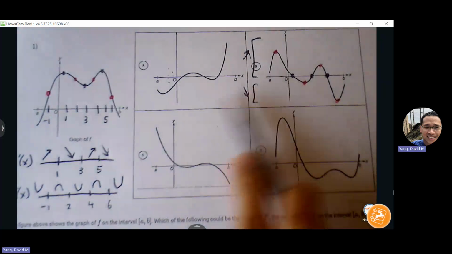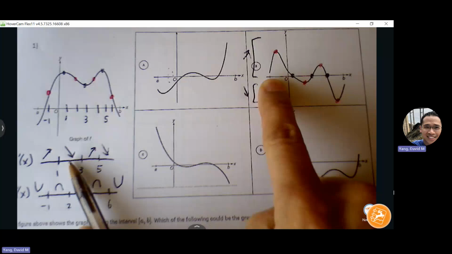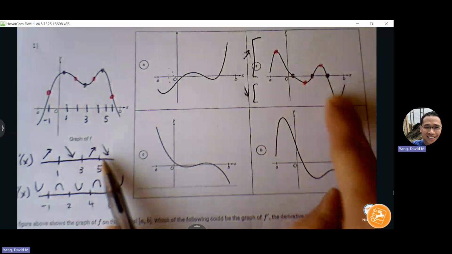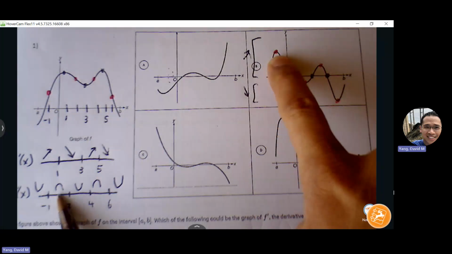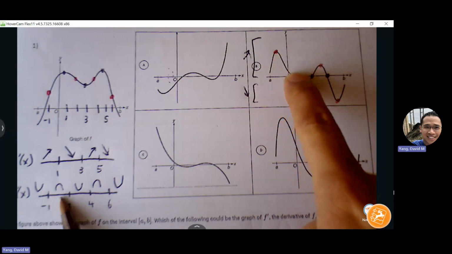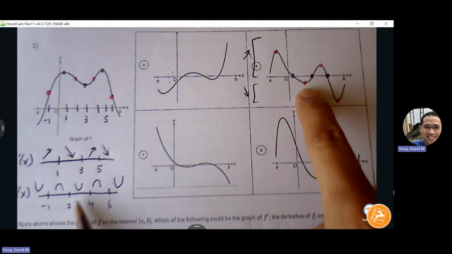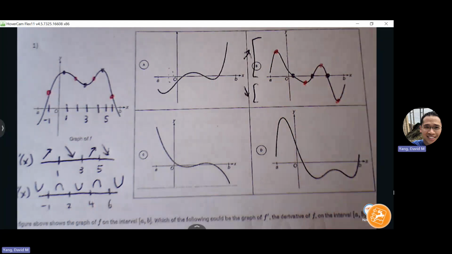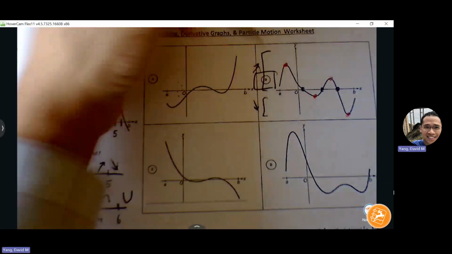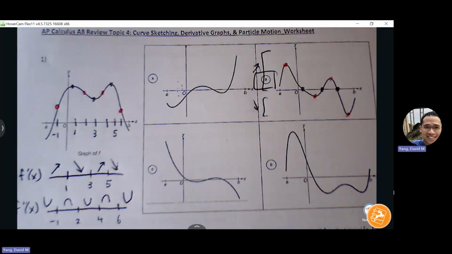So we start off above the x-axis, then below the x-axis, then above, then below. So positive slope to a point of inflection, negative slope to the next point of inflection, positive slope, point of inflection, negative slope, positive slope. And so this is going backwards. This is going from the original function to F prime instead of F prime to the original function.